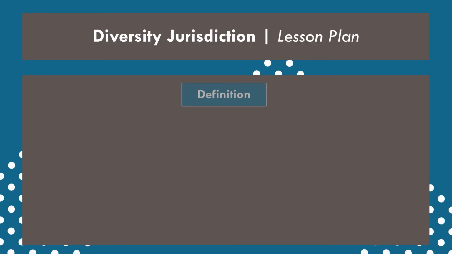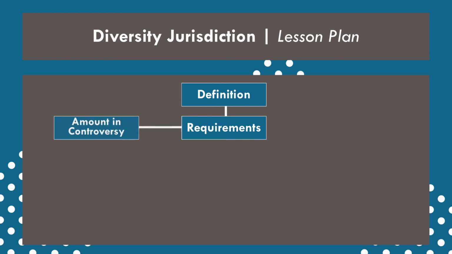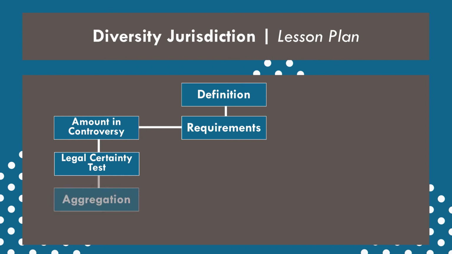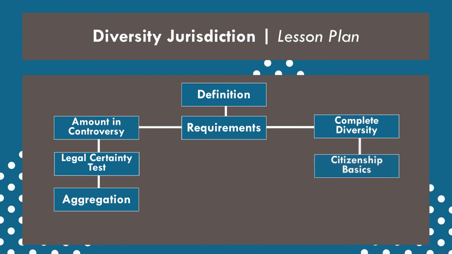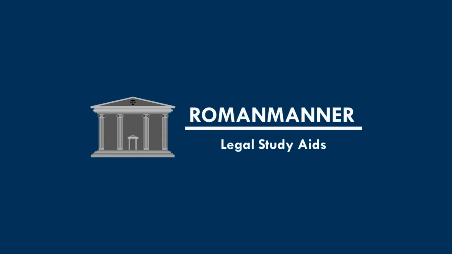Okay, this lesson examined diversity jurisdiction before dissecting its constituent parts. We then examined the amount in controversy requirement, including the legal certainty test, and how a plaintiff may aggregate his claims. Lastly, we examined the complete diversity requirement and citizenship basics. That's it for this lesson.